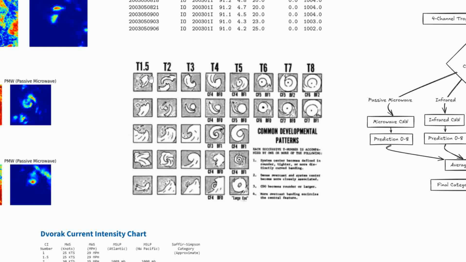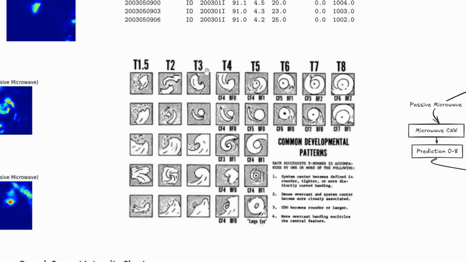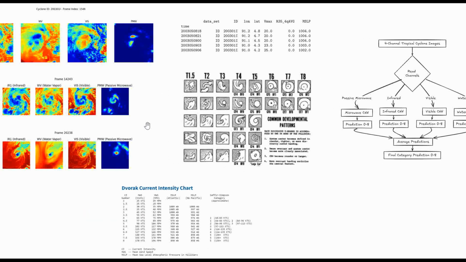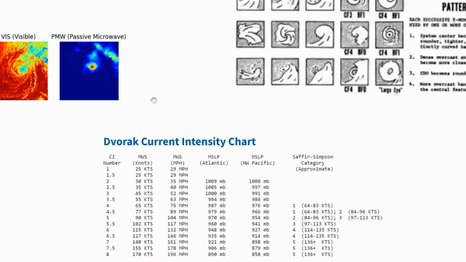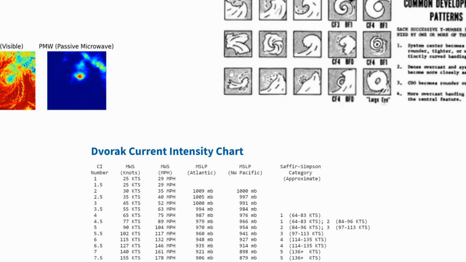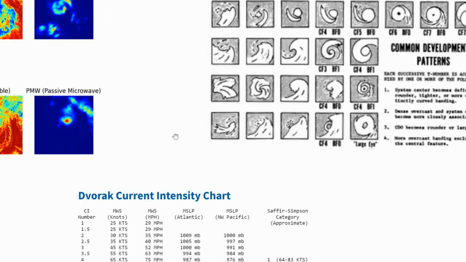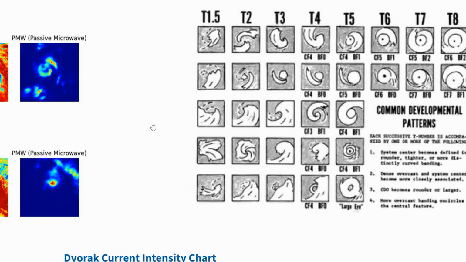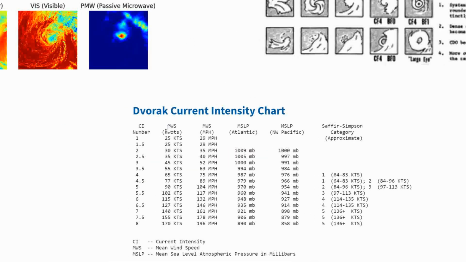You can see it over here: T1.5, T2, T3, T4. These values range from 0 to 8 with an increment of 0.5, each being more destructive than the previous one. This chart shows the values when we map the image to a shape. When we select a shape, we come to know the T value of the storm, of the system.